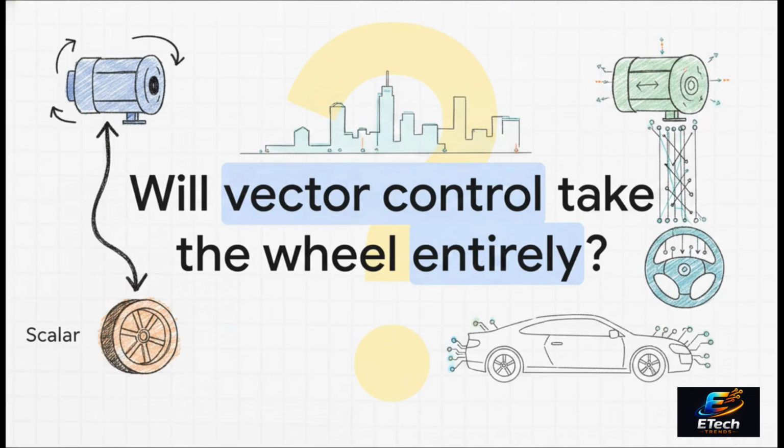Which leaves us with a really fascinating final thought to explore next time. As cars start driving themselves and demand just unprecedented levels of microscopic precision, will the rugged, cost-effective simplicity of scalar closed-loop control survive? Or will even more complex methods, like vector controls, take the wheel entirely?